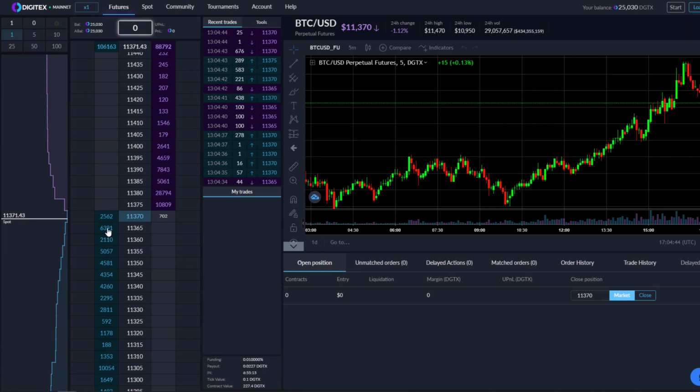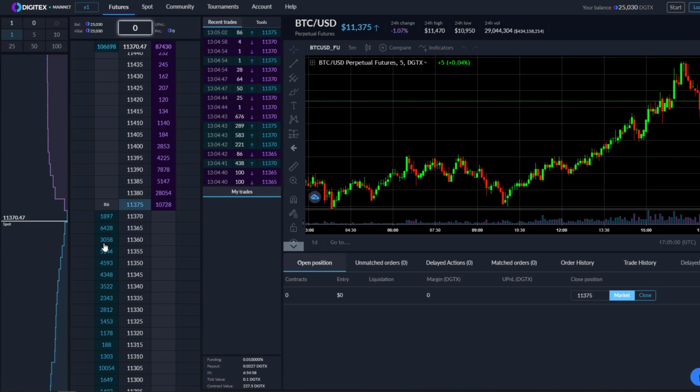So back to bids. Bids on the left-hand side, this is for people that are wanting to go long. And these all represent limit orders below the price from people that want to buy. For example, like this is 11,360. There's 2,500, 3,000 contracts sitting here waiting to go long.